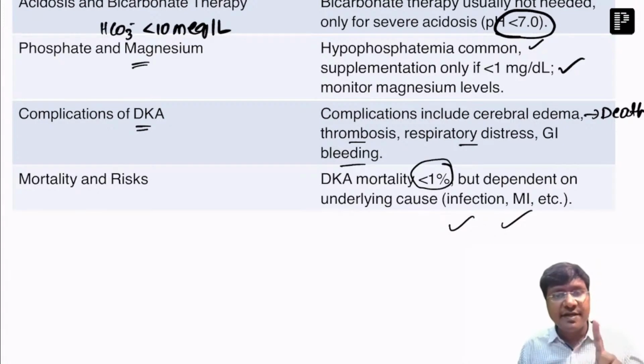And euglycemic DKA is observed in those individuals who are taking SGLT2 inhibitors. And in the treatment, the first line treatment is IV fluids, that is normal saline. Followed by that, insulin bolus and infusion should be given. And whenever you are giving the insulin, you need to monitor the potassium because there can be hypokalemia. And when the pH is less than 7, you need to give intravenous sodium bicarbonate. And when phosphate levels are less than 1 milligram per deciliter, then you need to give phosphate. Complications will be cerebral edema. That will be the cause of death. And mortality is less than 1%. So this is about DKA, diabetic ketoacidosis, right?